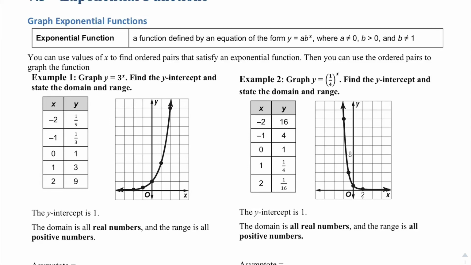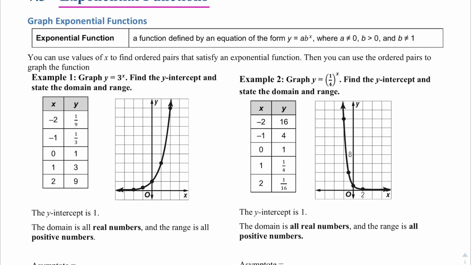Okay, algebra students, today's lesson is all about exponential functions. So lesson 1 and lesson 2 were all about learning about the rules of exponents and solving exponential equations. So today is the next step. What do the graphs look like of the expressions we've been working with?